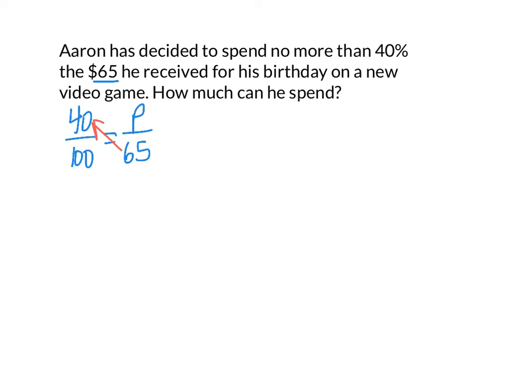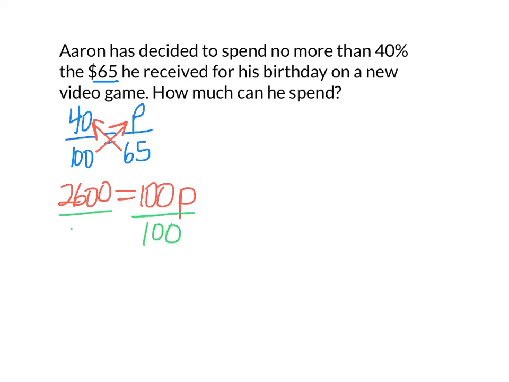and that's 2,600 equals 100 times P is 100P. And then we isolate P by the inverse operation, which is to divide both sides by 100. And $26 is the amount he is limiting himself to.